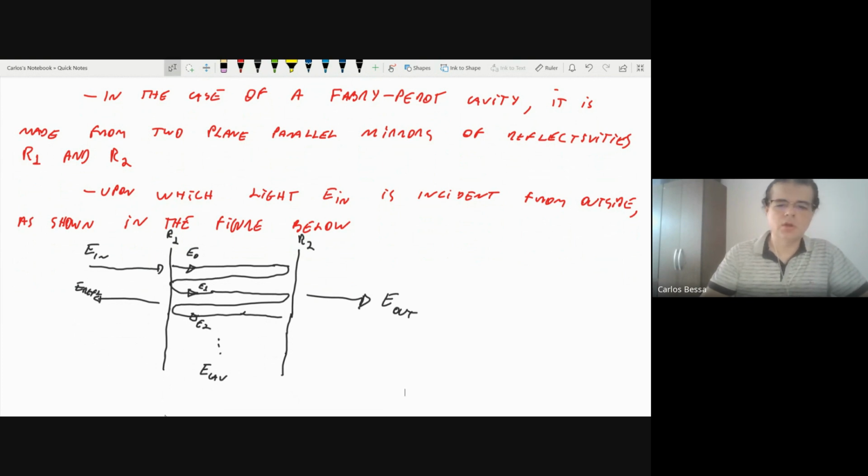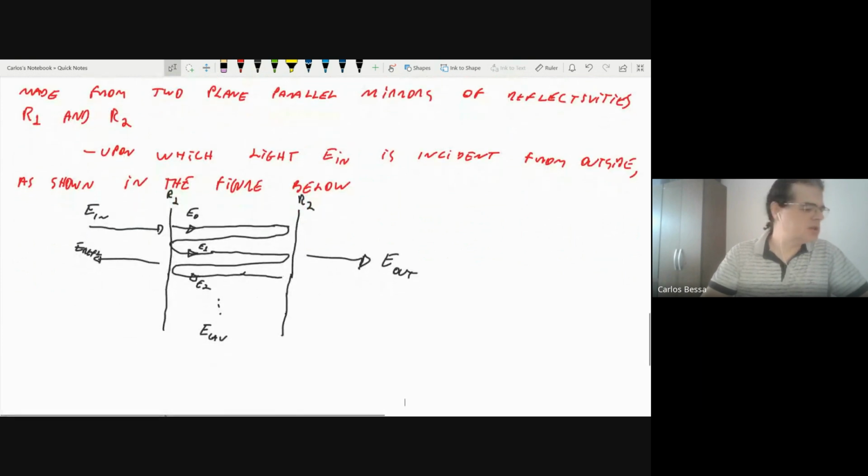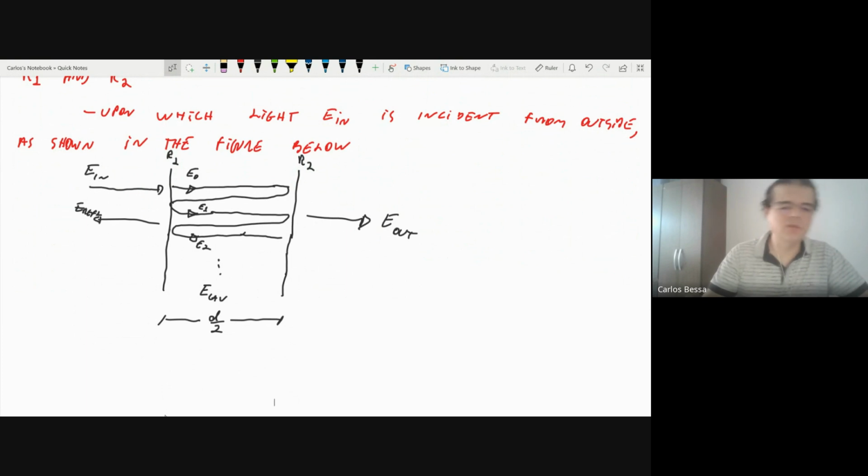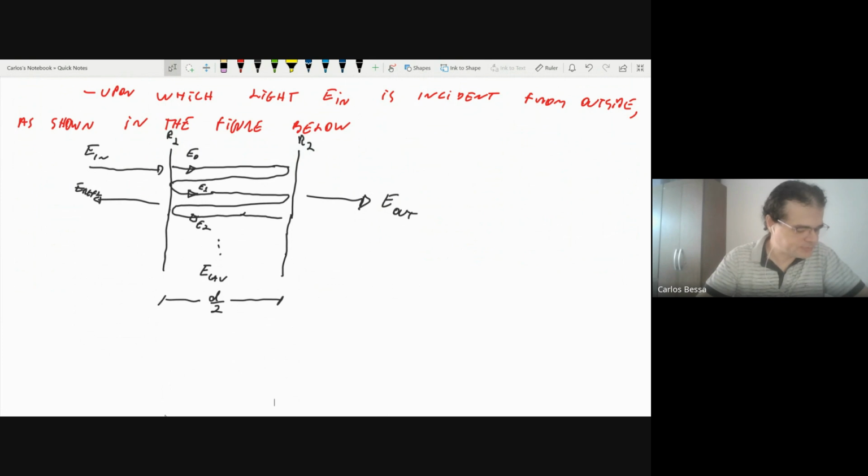Okay. And this cavity here in the text, he's saying that the size is D, but in fact, I think he means this is D over 2. At least to get his expression, I got it using D over 2. You guys can check who is right, but for me, this will not change anything. But in the text, he says that the size is D. I think it's wrong. It's D over 2.